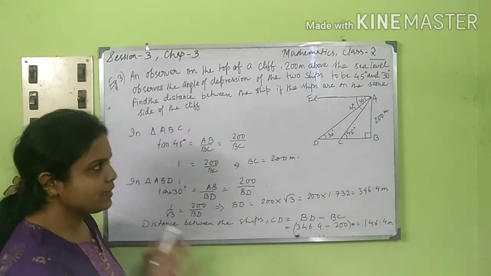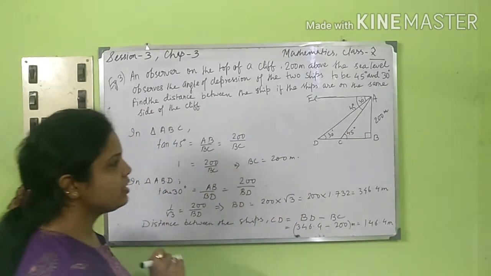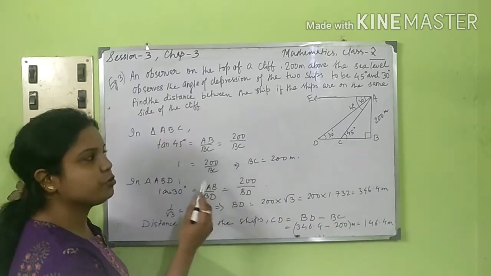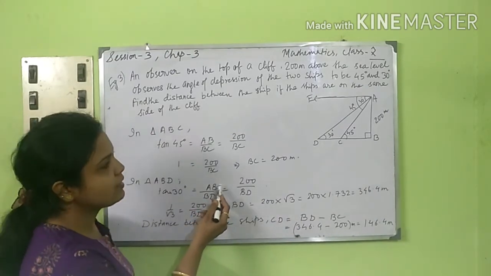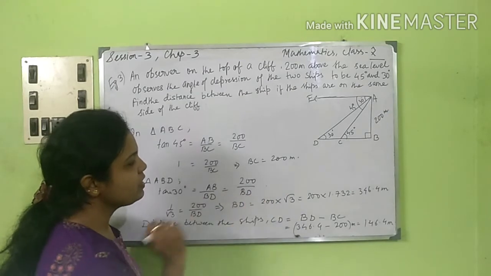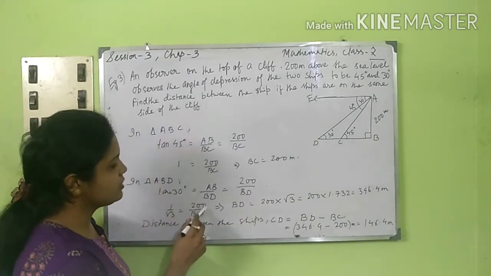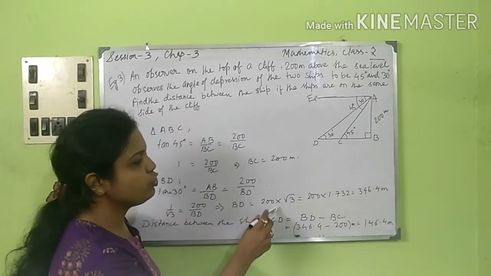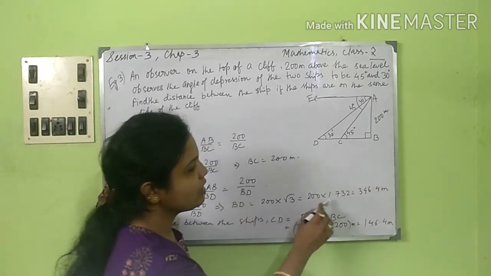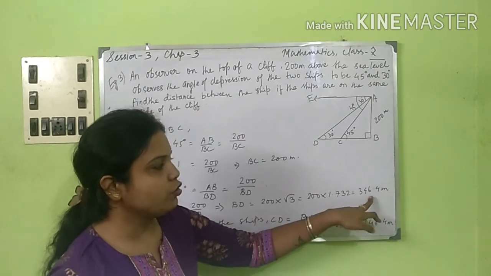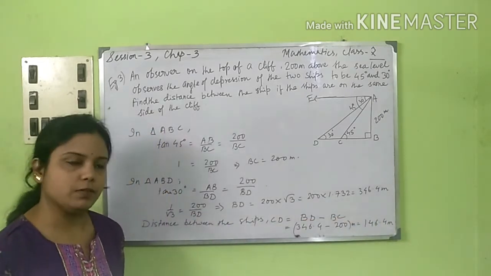That we have got. In the second triangle, that is ABD, we have tan 30 degree is equal to, again the same thing, perpendicular by base, that is AB by BD, 200 by BD. So we have 1 by root 3 for the value of tan 30, that is 200 by BD. BD is equal to 200 into root 3, that is 200 into 1.732, which is equal to 346.4 meter.